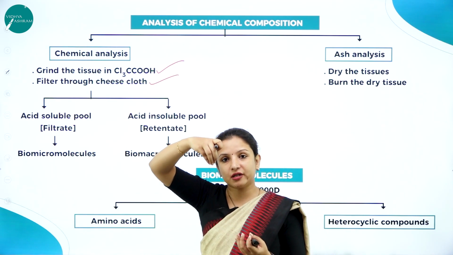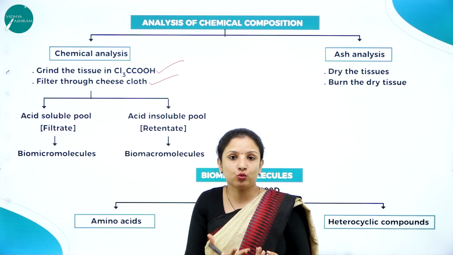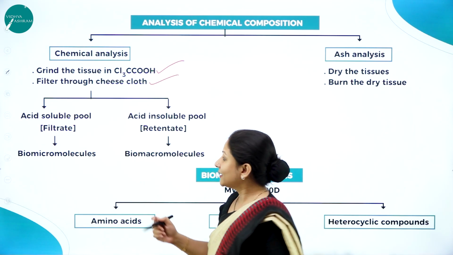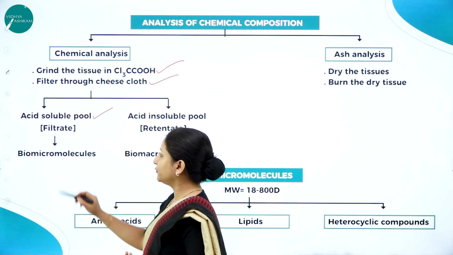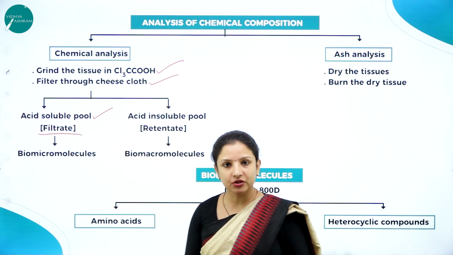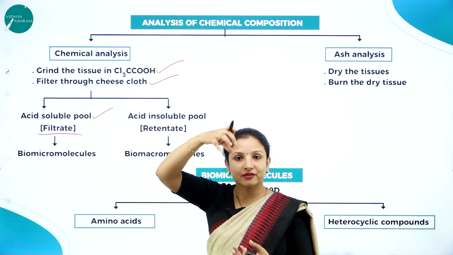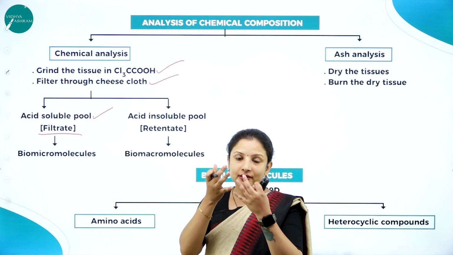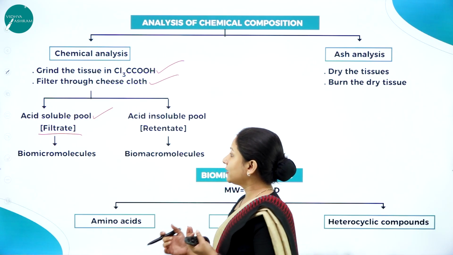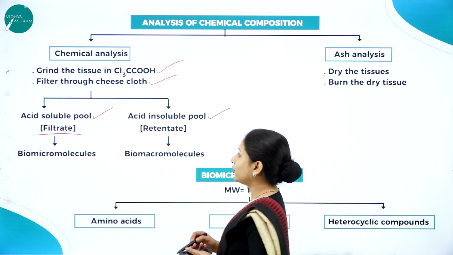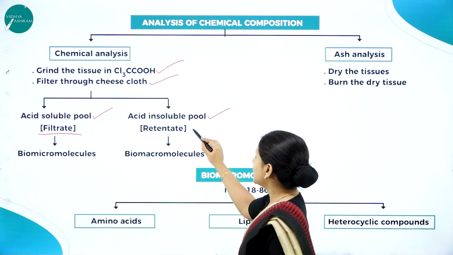Whenever you filter, whatever liquid collects at the bottom will be the acid soluble pool, and it is called the filtrate. Now, whatever remains at the top in the cheesecloth and doesn't get filtered, we call it the acid insoluble pool, and it is called the retentate.